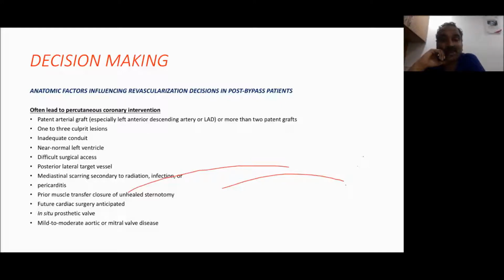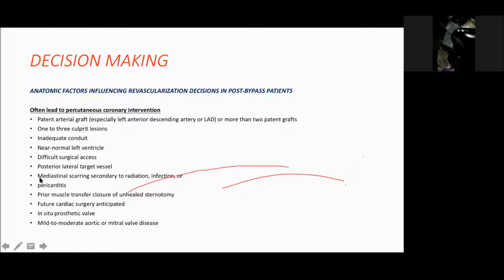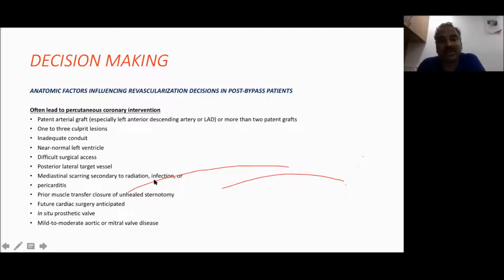And a normal LV function. And difficult surgical access, especially this happens wherever there is a mediastinal scarring secondary to radiation or infection, or sometimes post-surgical pericarditis. In those situations, your surgical access becomes very difficult. And also, if there are branches in posterolateral target vessels, if the branches are posterolateral, then a redo bypass becomes very difficult. So again, in those areas, you can consider PCI.